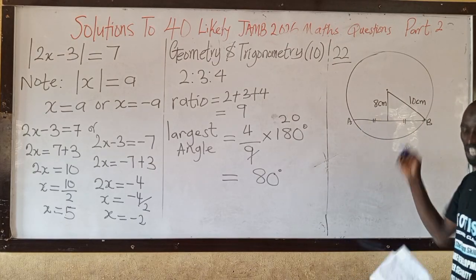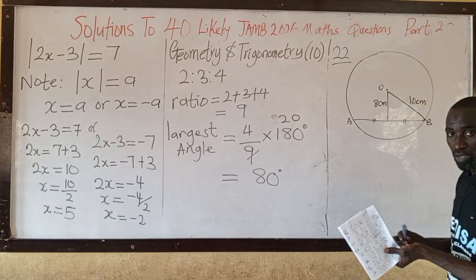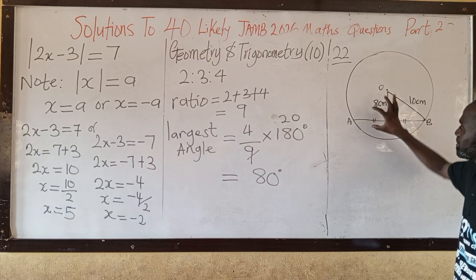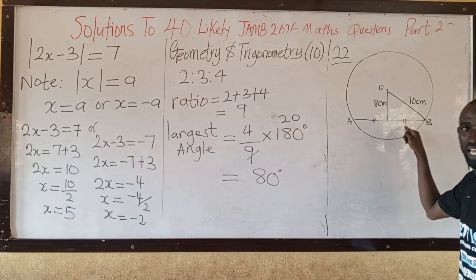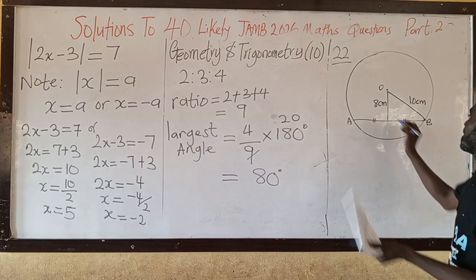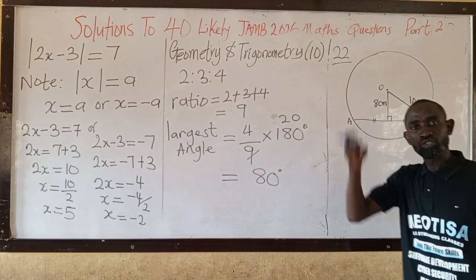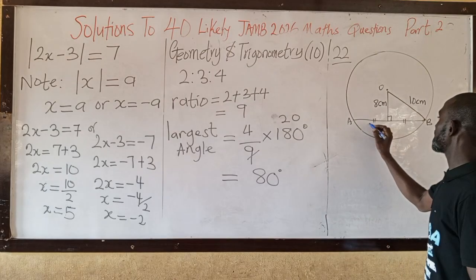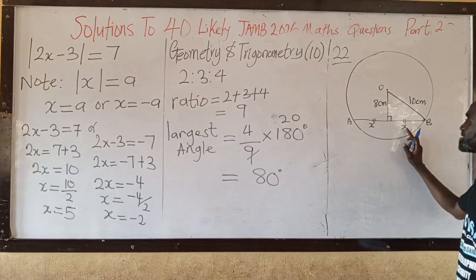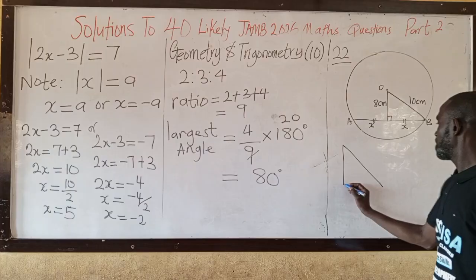Here is a theorem that says when you have a line drawn from the center of the circle to bisect a chord, it will form an angle of 90 degrees with the chord. And the length of the chord will be divided into two equal parts, from here to here and from here to here. So this one is x, and this one is x too. This is a right angle triangle, and we can get this side using Pythagoras theorem.